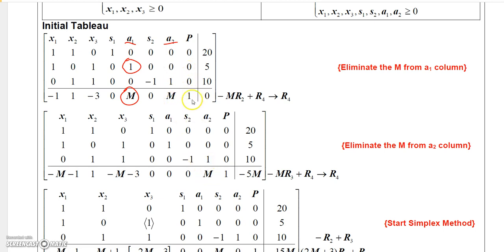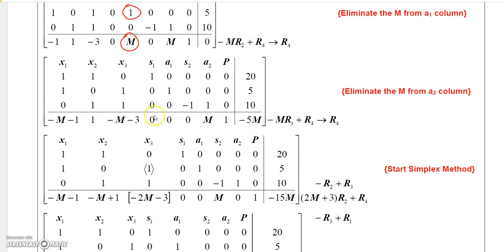Negative m times 0 plus 1 is 1. And then negative m times 5 is negative 5m plus 0 gives me negative 5m. Now, I still need to eliminate this m. And so I can use this row to eliminate it. So multiply row 3 by negative m and add it to row 4.